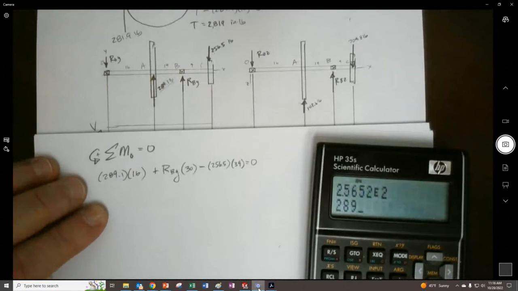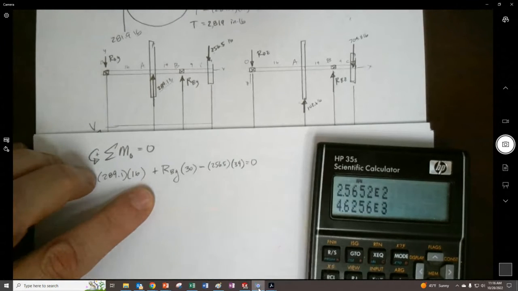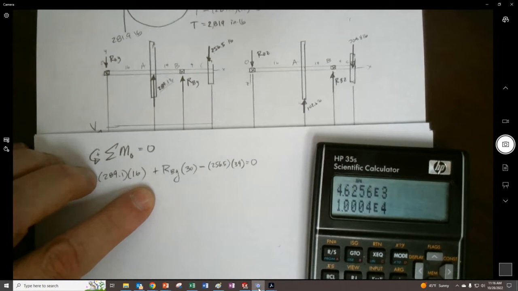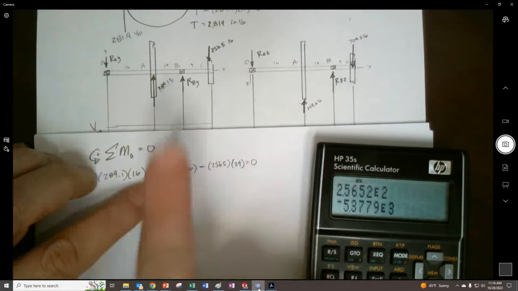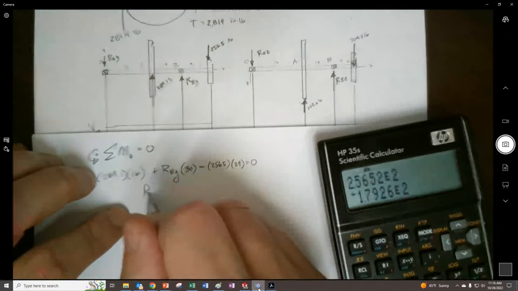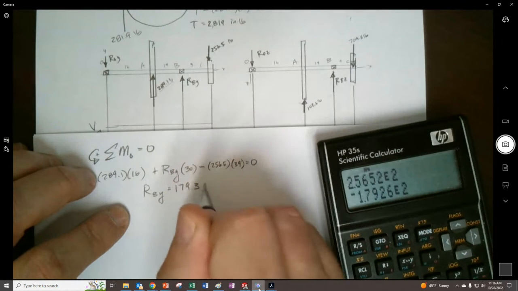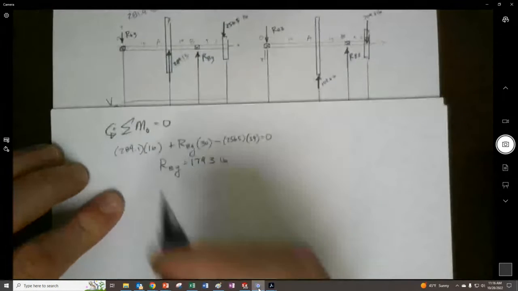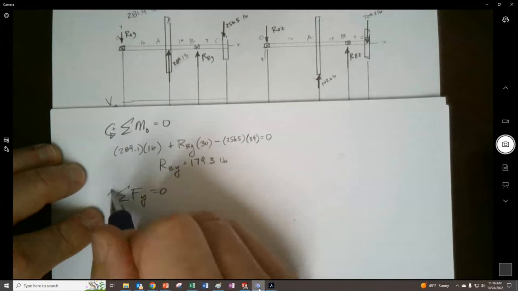Hopefully my math works out. So 289.1 times 16, and then we're going to subtract out 256.5 times 39. Sure enough, we got a negative number. That's good, because it's going to jump over to the other side, so it's going to be positive. We divide by 30, so we got RBY as being 179.3 pounds.